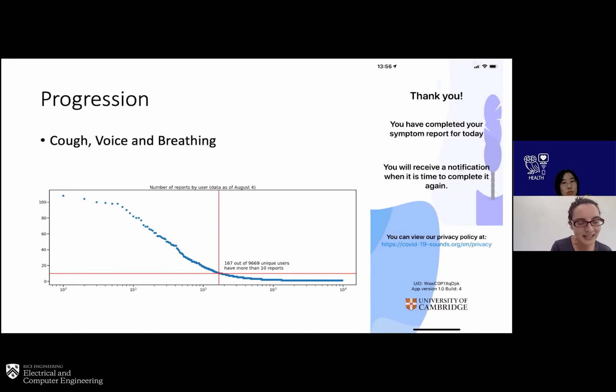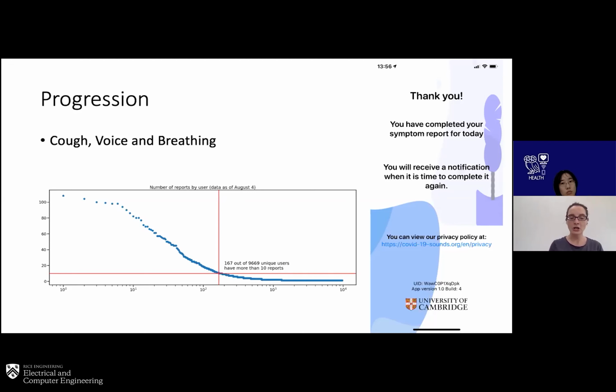But I highlight, and luckily the data is anonymous, because I really would like to send a gift to this user. They gave us more than 100 reports there. It's fantastic to see that people were sticking to it.